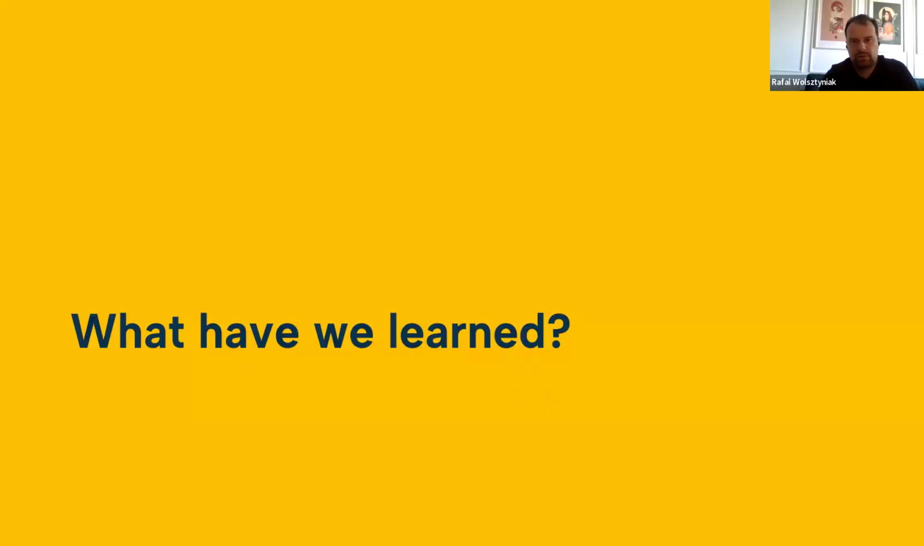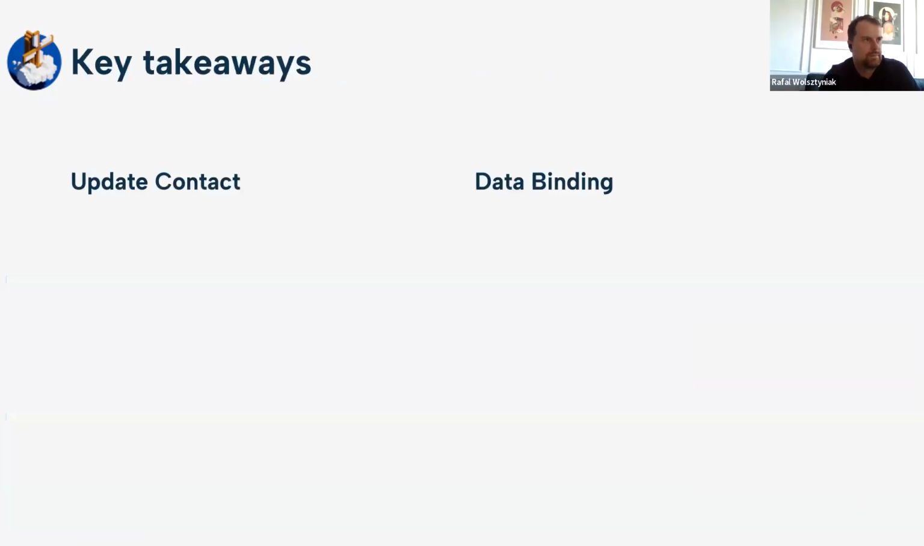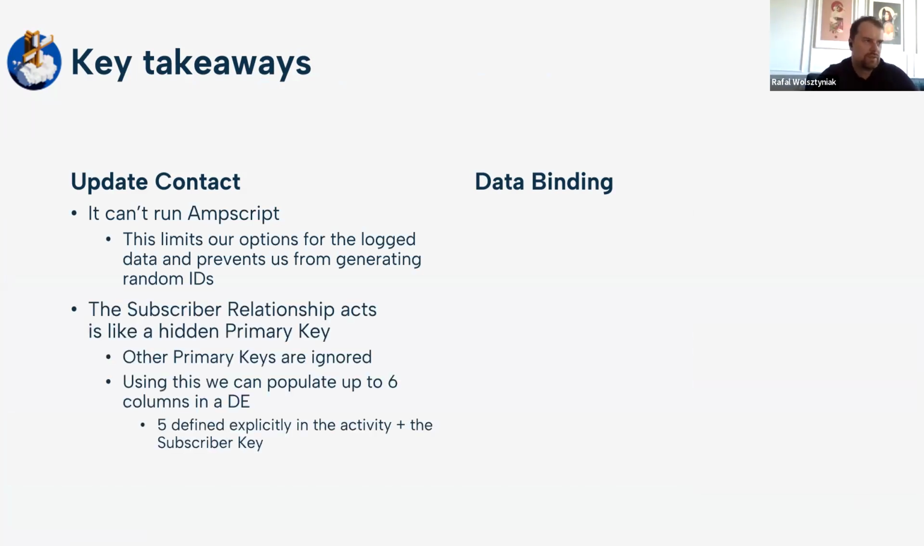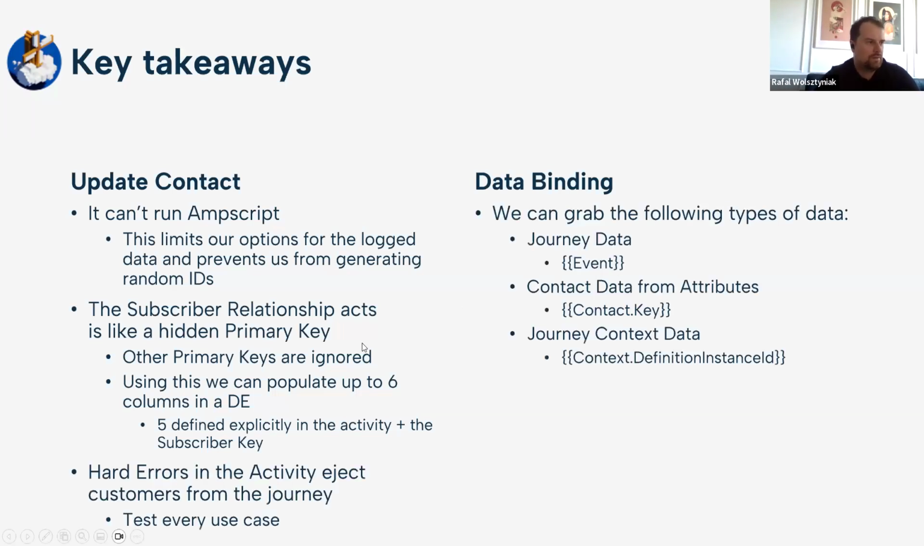So to summarize, what have we learned? We can split it into 2 parts. For update contact, we repeat what we have learned. It cannot run Ampscript. We can generate random IDs. And the subscriber key relationship acts as a hidden subscriber key and a hidden primary key. And hard errors in the journey eject customers from it.